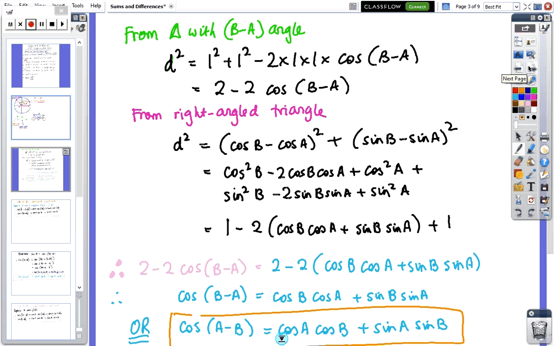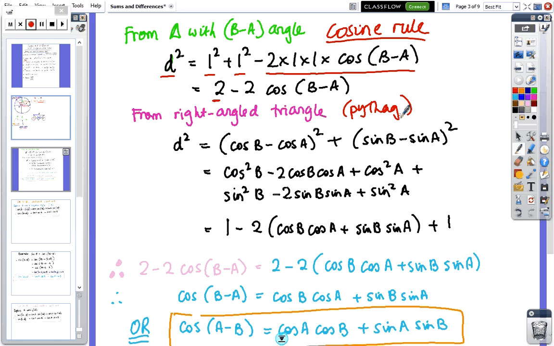So from the triangle which had B minus A in the angle, and using the cosine rule, a squared equals b squared plus c squared minus 2bc cos A. So the distance squared equals 1 squared plus 1 squared minus 2 times 1 times 1 times cos(B minus A), and then 1 squared plus 1 squared is 2, and then 2 times 1 times 1 is minus 2. And then from the right angle triangle, using Pythagoras, so this is from Pythagoras or the distance formula, it doesn't matter.